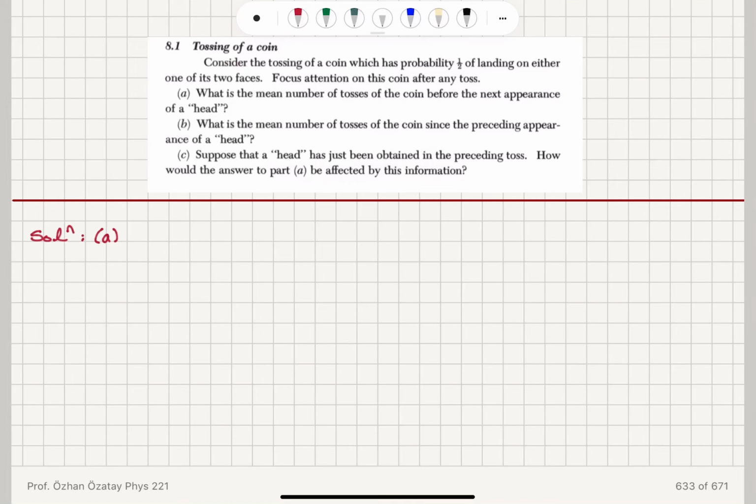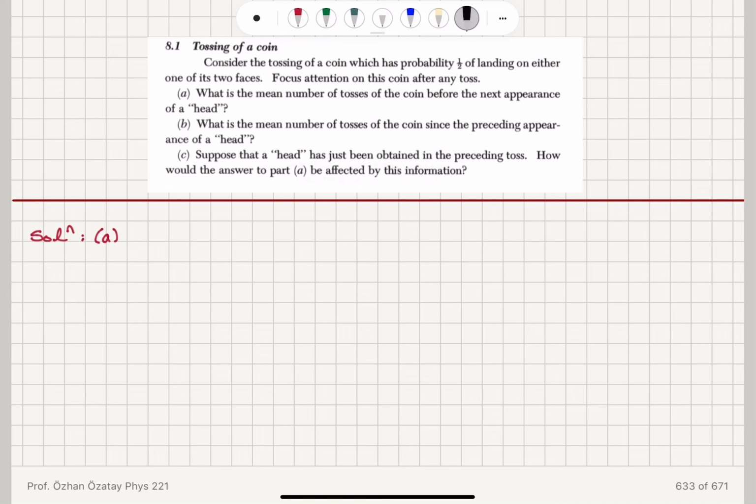Tossing of a coin. Consider the tossing of a coin which has probability 1/2 of landing on either one of its two faces. Focus attention on this coin after any toss.